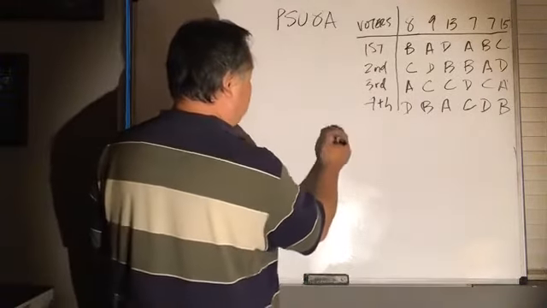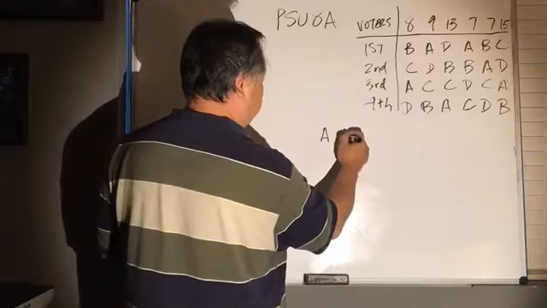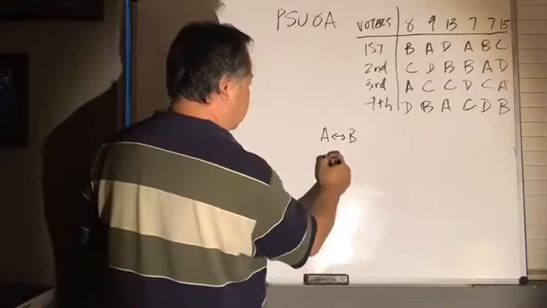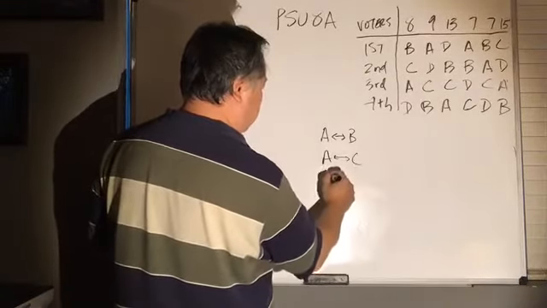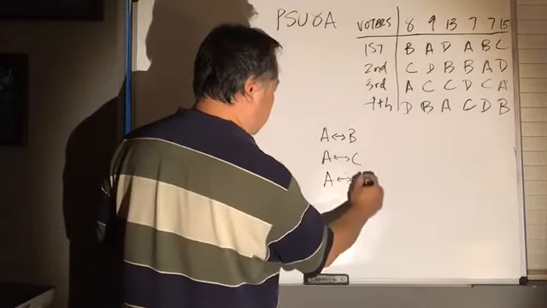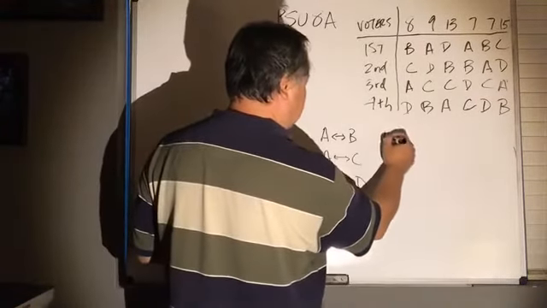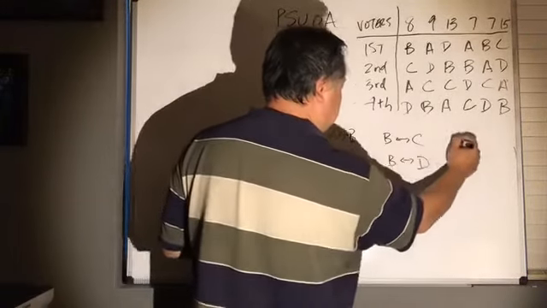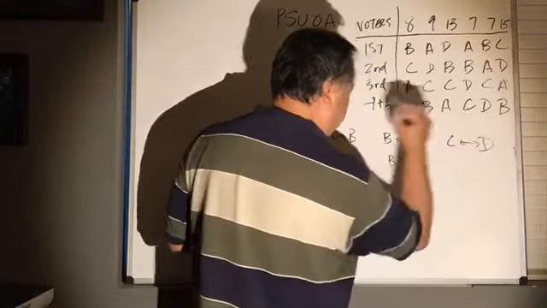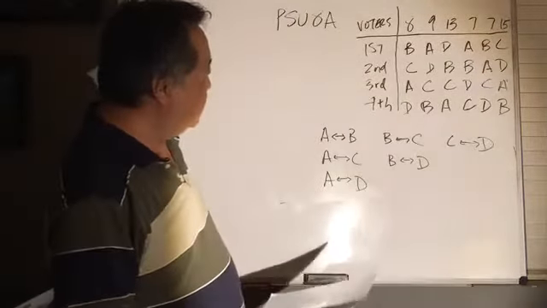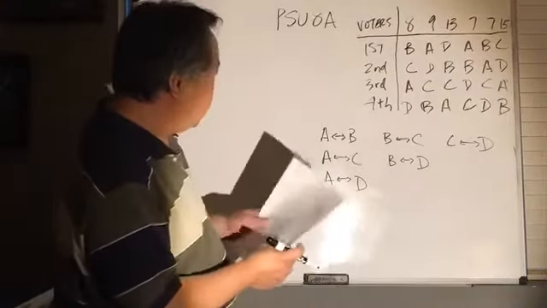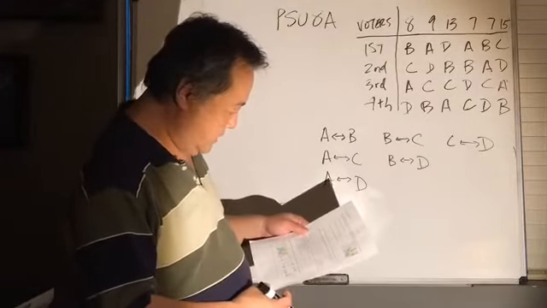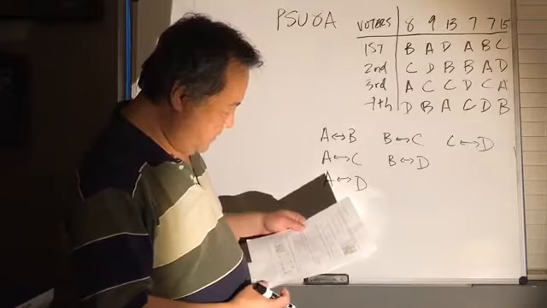Okay, so what do we have then? We have A versus B. Okay. We have A versus C. Okay, A versus D. Alright, we have B versus C. B versus D. C versus D. Alright. So basically what you're looking at is you're going to calculate the votes for each one.